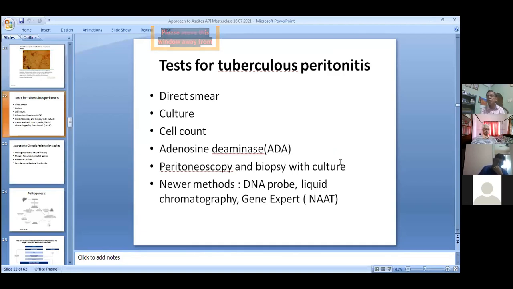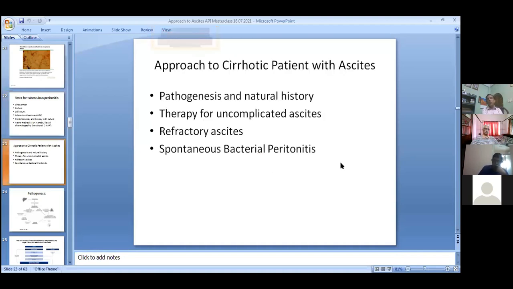And this is because it is coming from the lymphocytes. There is a cutoff value, and if it is about 39 to 40 international units, the sensitivity is about 97% and specificity is about 97%. So ADA is a very important sensitive test for tuberculous peritonitis. And I mentioned that if you suspect, then you have to go for peritoneoscopy and biopsy. And a newer method you can utilize is GeneXpert, the nucleic acid amplification test, from the ascitic fluid and also from the tissue, along with culture.